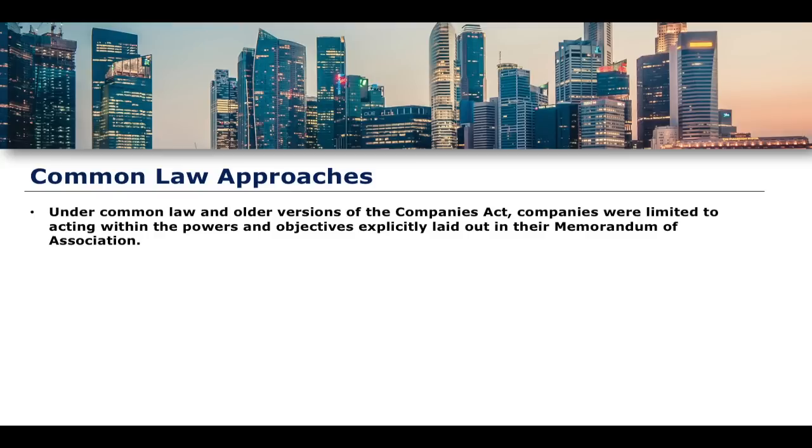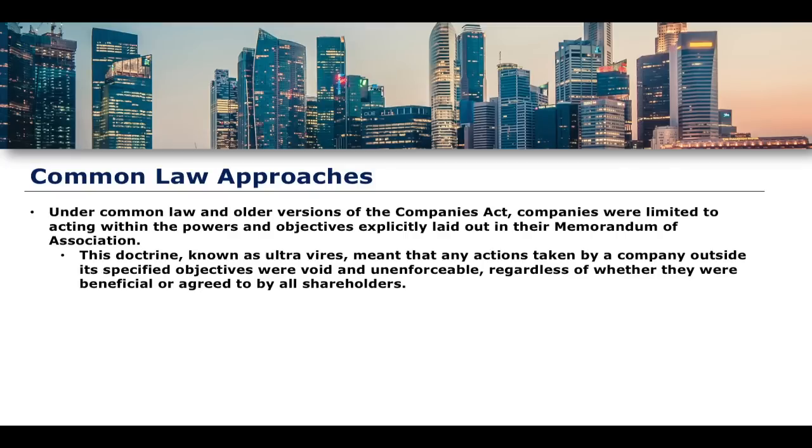Under the common law approach, or the versions which predated the 2006 Companies Act, companies were limited to acting within the powers and objectives that a company has, which would be explicitly laid out and cited in their memorandum of association, okay? And if they were to have acted outside of that particular set of objectives and powers, they would be found to have acted ultra vires. This is the ultra vires doctrine.